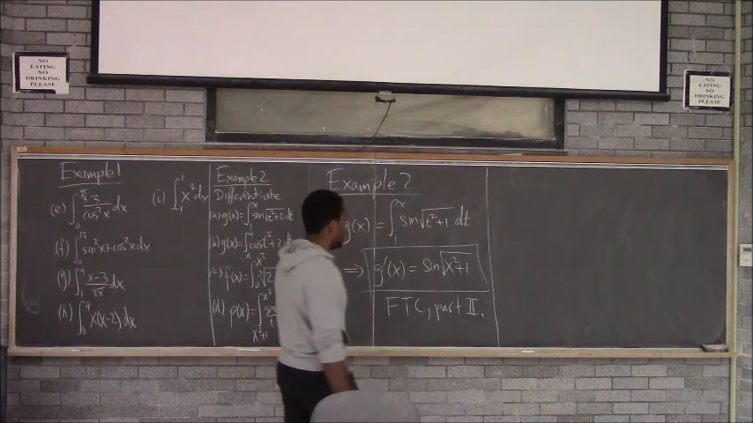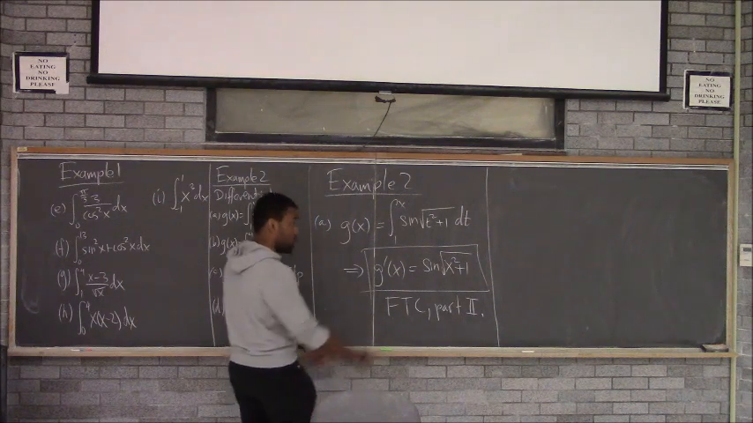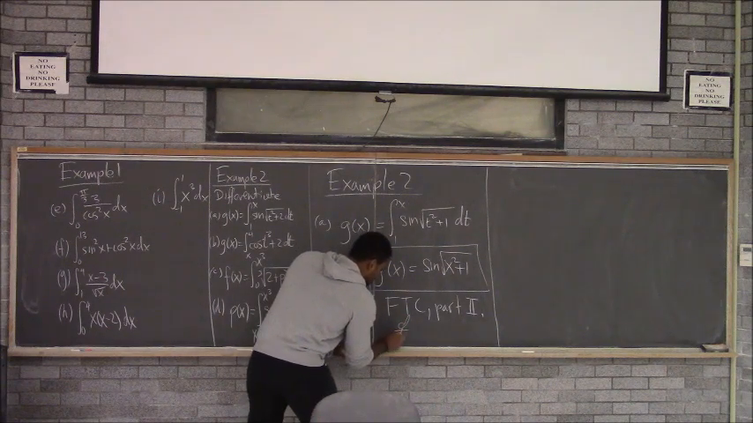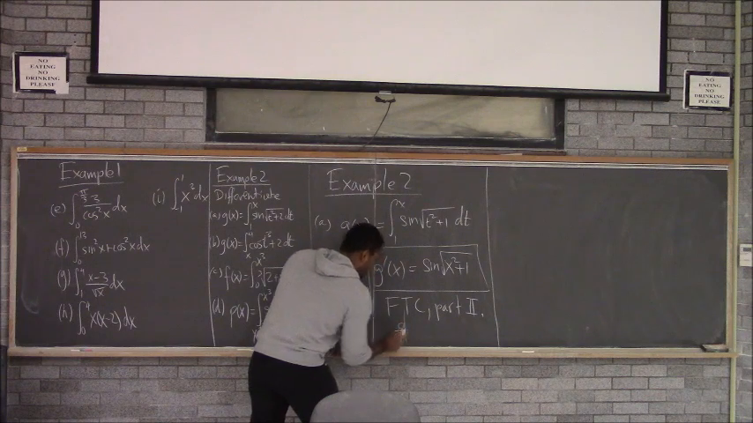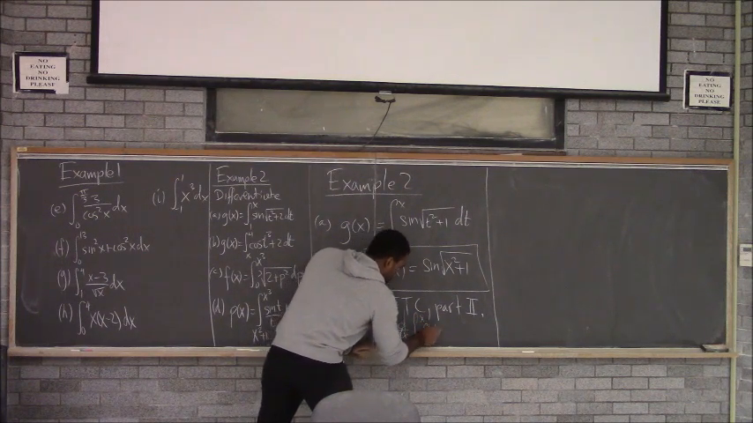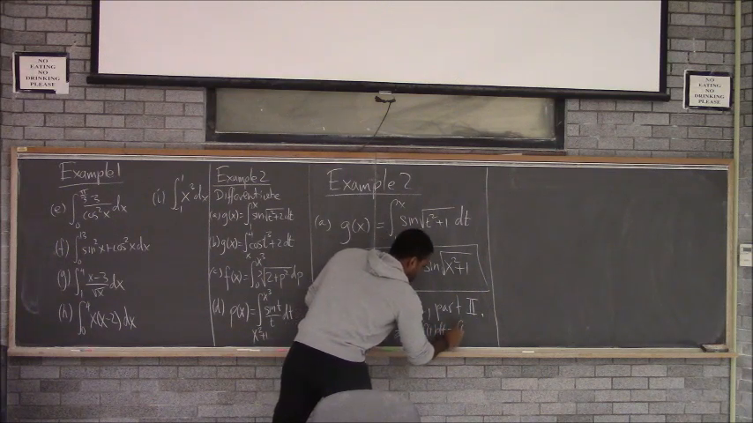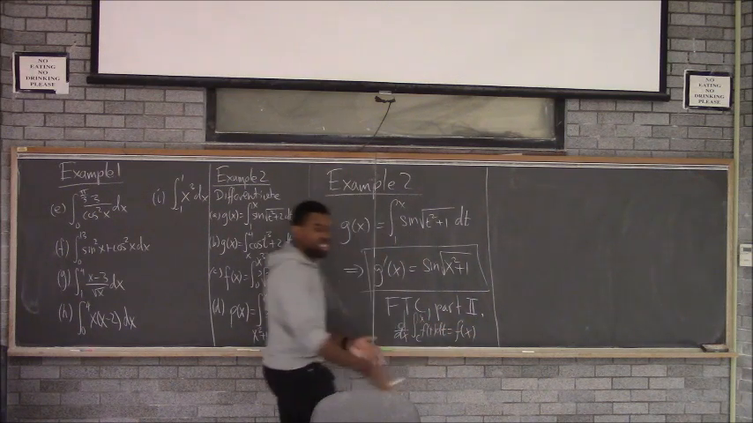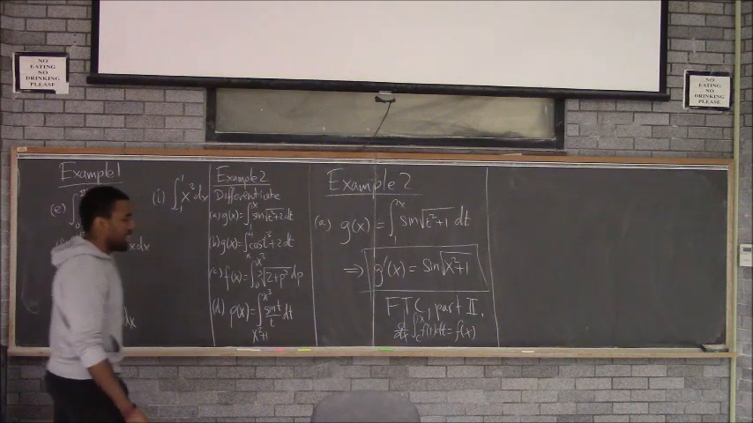But the fundamental theorem of calculus part 1, part 2 for us says that d/dx, be careful how you write these, of an integral from a constant to x of f of t dt is just equal to f of x. You just plug in the x. The derivative cancels out the integral.